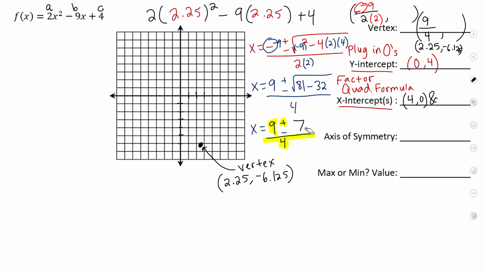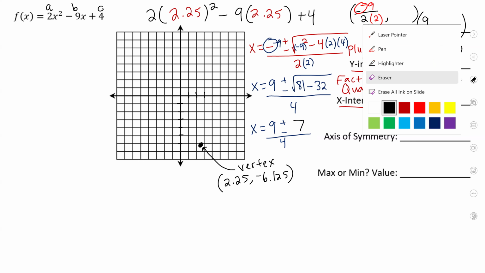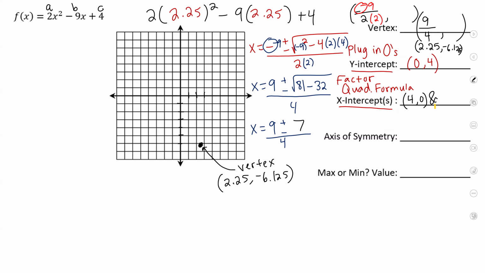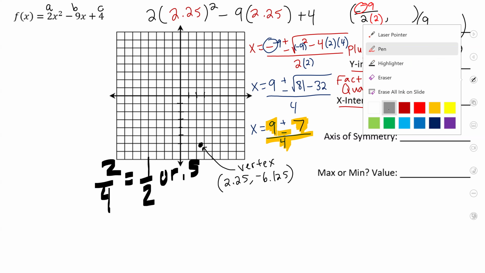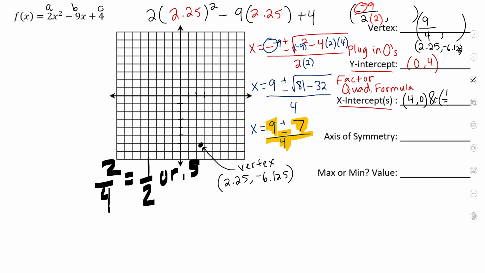Let me highlight again for you so you know what we're looking at. Now I'm going to do the subtraction this time. Now, what is 9 minus 7? 2 divided by 4? Exactly. So you'll get 2 over 4. You can write it as 1/2 or 0.5. Either or works. So I'll just put a half. So those are my 2 x-intercepts.